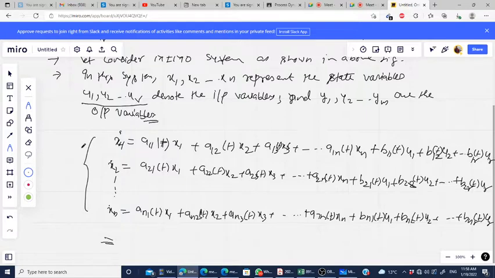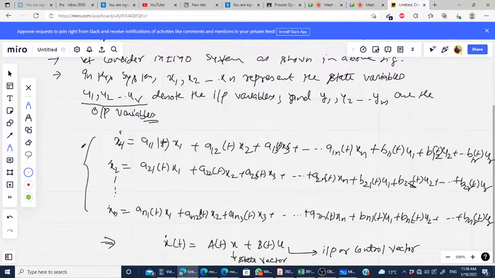And if you write the generalized equation in vector form, you can write simply x dot(t) is equals to A(t) x plus B(t) u. Yes or no? Where x is the state vector, and u is the input, or you can say the control vector. However, A(t) and B(t) are constant or may be functions of time. A and B may be time functions and maybe constant also, both are possible. Is it clear?